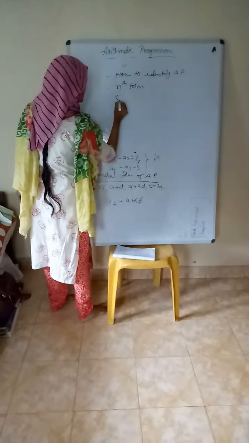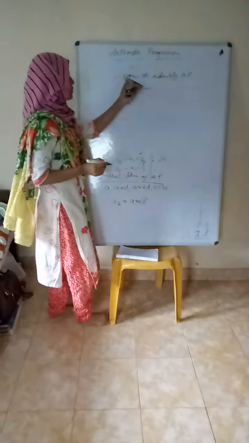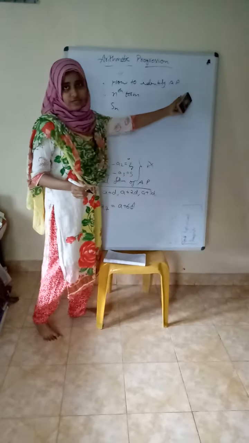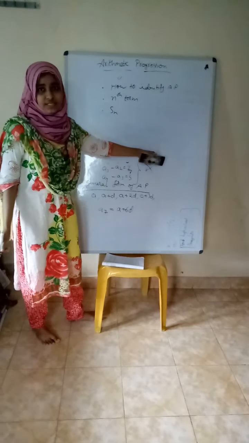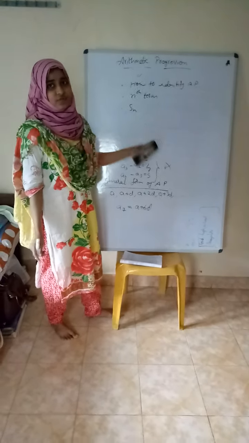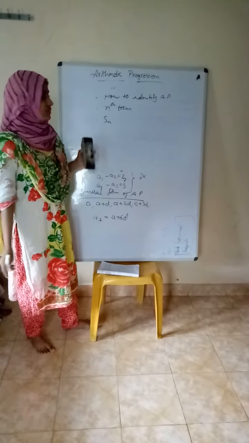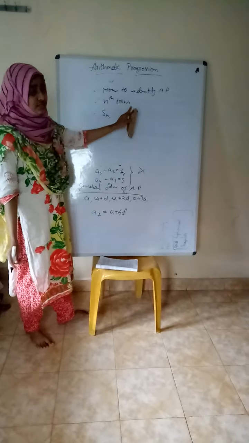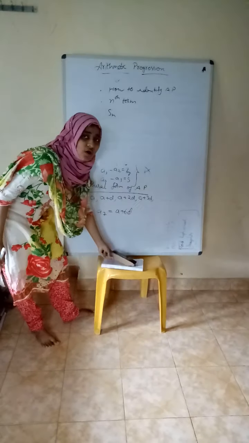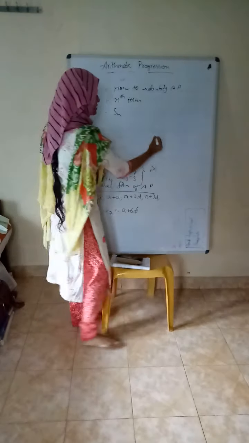And the last one, Sn. The first one you are going to study is how to identify an AP. Just now it was said that if the difference is the same, then it is an AP. If it is not the same, then it is not an AP. The next one, nth term. Nth term means the last term or an unknown term. Take that example itself: 80, 85, 90, etc.